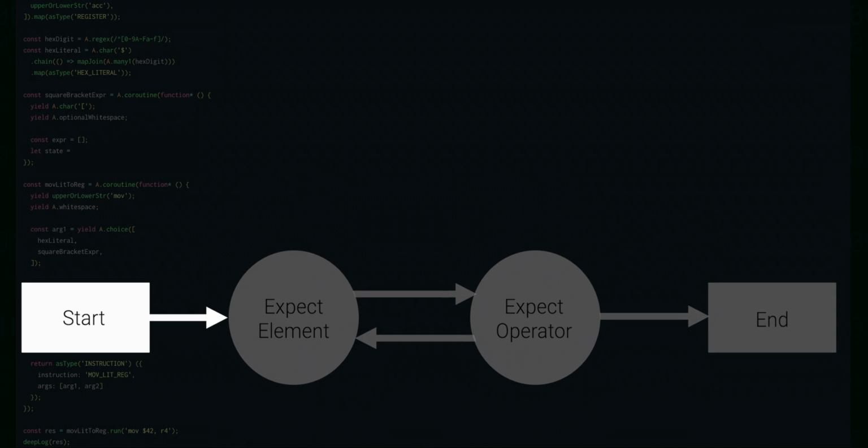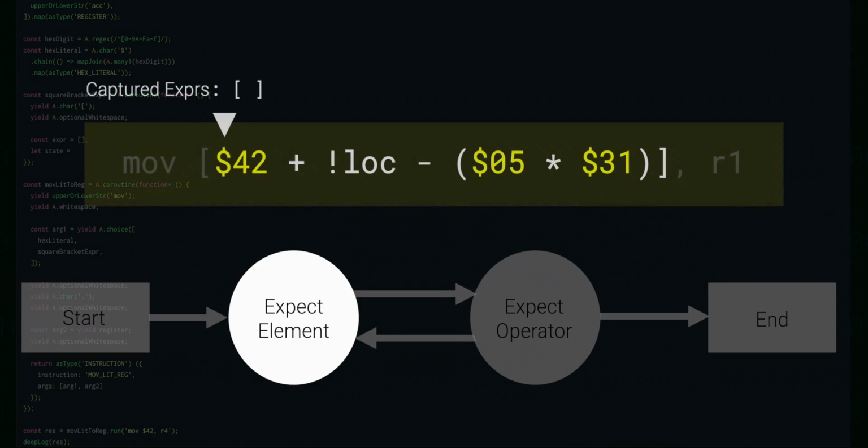When we start, we're going to be in the expect element state. In this state, we're going to be looking for either a literal hex value, a variable, or an expression in brackets. And we can capture that as a choice between a bracketed expression, a hex literal, or a variable. In all of those cases, we'd store the result and then enter the expect operator state.